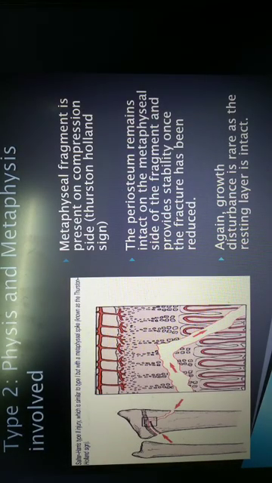The metaphyseal fragment is present on the compressive side, which is called the Thurston-Holland sign. This is a very important sign. The periosteum remains intact on the metaphyseal side of the fracture and provides stability once the fracture has been reduced. Again, growth disturbance is rare as the resting layer is intact.